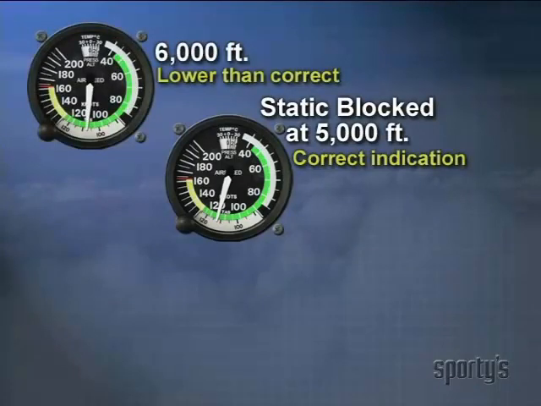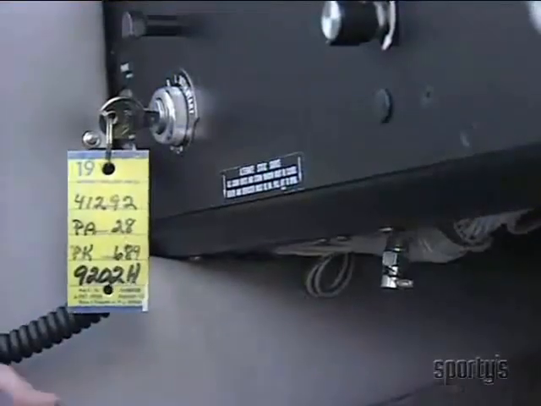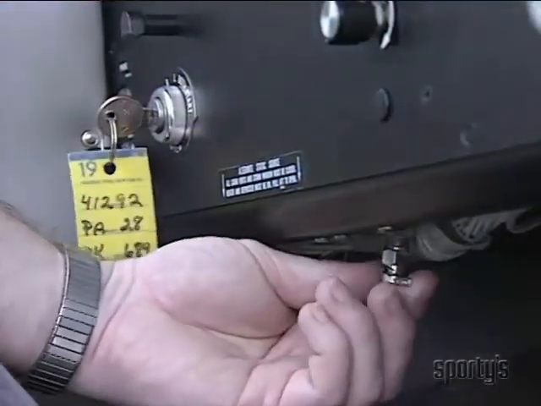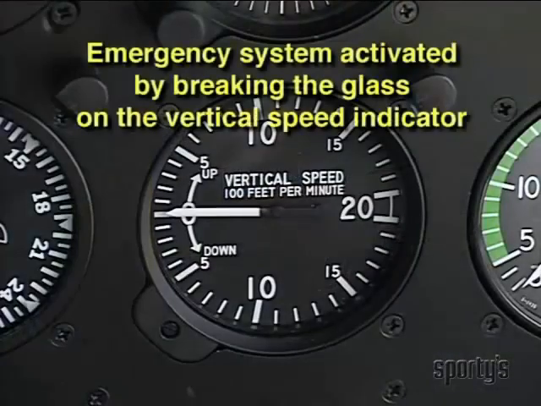This is because the static side has the lower altitude static pressure, and the ram side has the weaker pressure of the higher altitude. Below the altitude where the static system was blocked, relatively higher pressure on the pitot side overpowers the weaker pressure on the static side, resulting in higher than correct airspeed indications. The cure for the blocked static is to use the alternate static source, either an installed system or an emergency system, which is activated by breaking the glass on the vertical speed indicator.